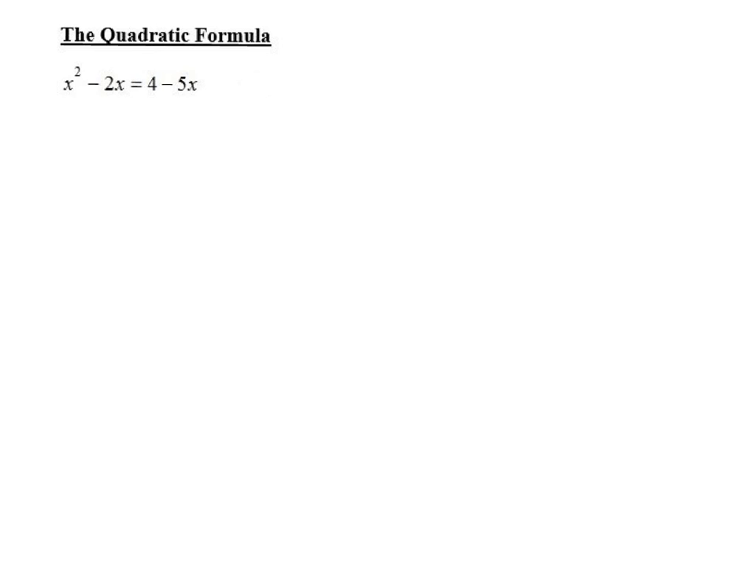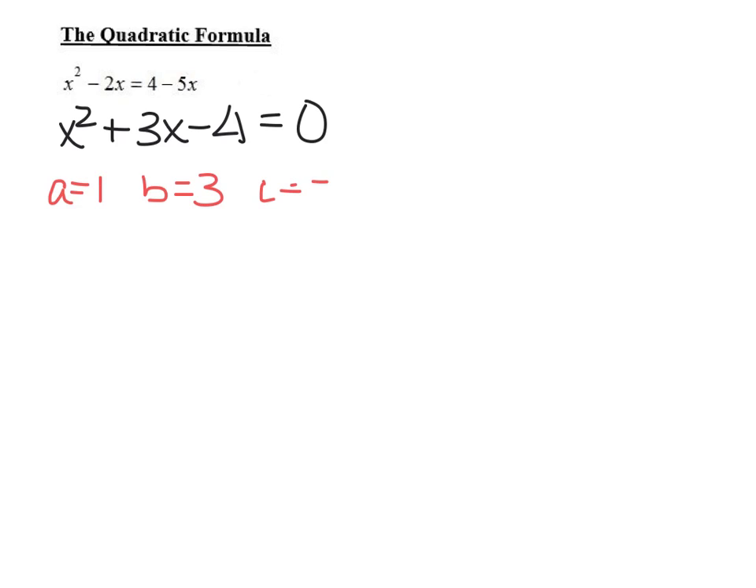And the second method is the quadratic formula, and just like with factoring, we have to start by writing our equation in standard form. So we're going to be adding 5x to both sides and subtracting 4 from both sides, and that's going to give us x squared plus 3x minus 4 equals 0. And in order to use the quadratic formula, we have to identify a, b, and c. A is the coefficient of the x squared term, which is just 1. B is the coefficient of the x term, which is 3. And c is the constant, which is negative 4. And so then we take those values and we'll substitute them into the quadratic formula.